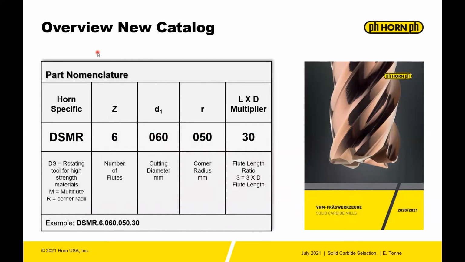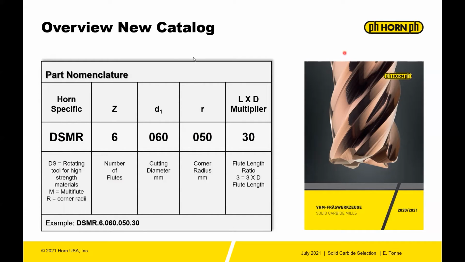A little bit about the nomenclature. You'll notice in the newer catalogs, the nomenclature has changed slightly, but it's very easy to follow. The first 4 characters of the nomenclature describe what line the tool is in, and then the features. So this would be in the DS line, multi-flute with a radius, so with a corner radius. Those are fairly easy to follow. The next is the number of flutes. The next is the cutting diameter in millimeters.